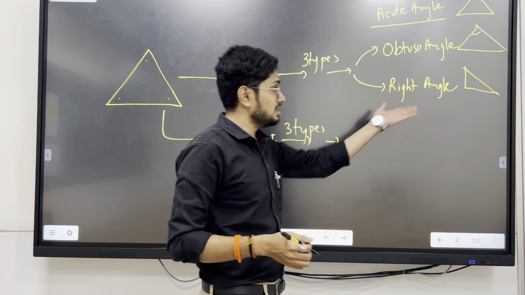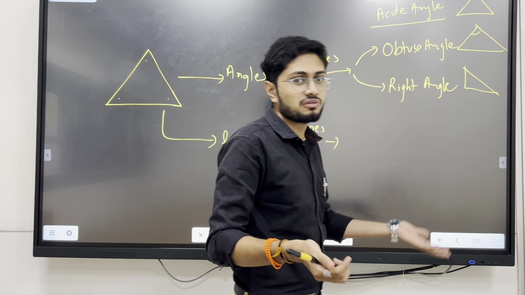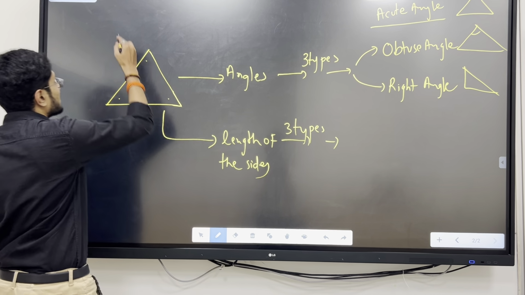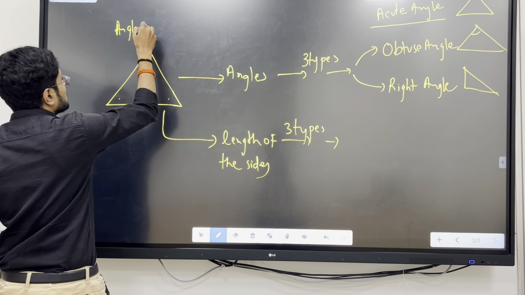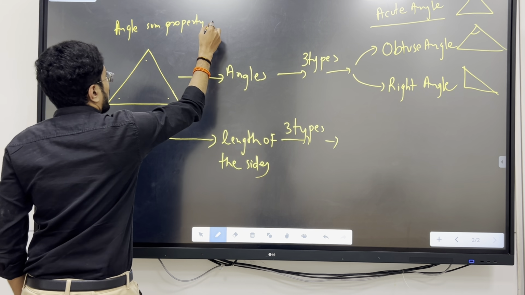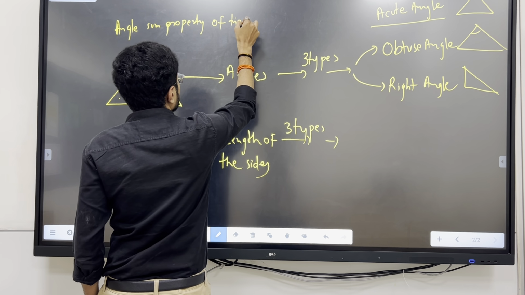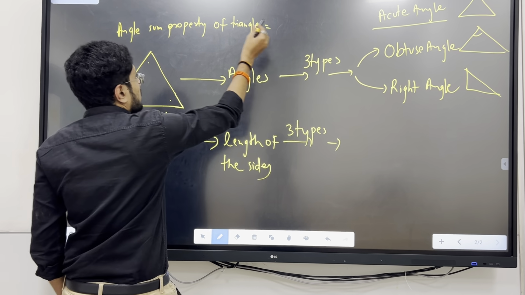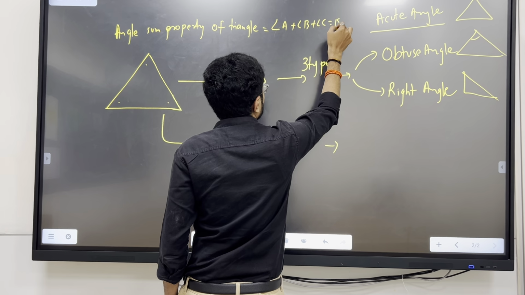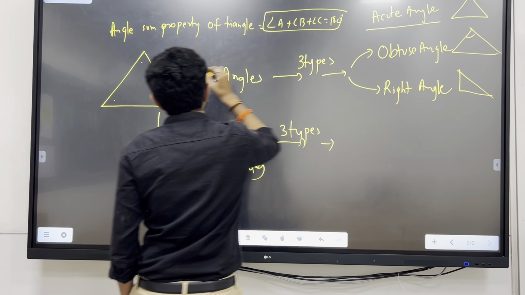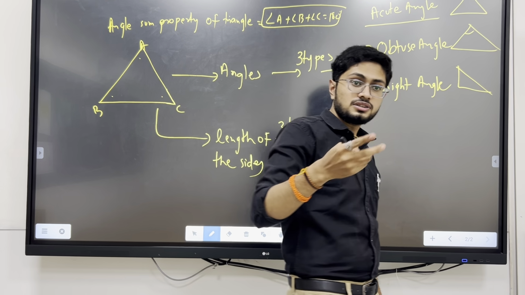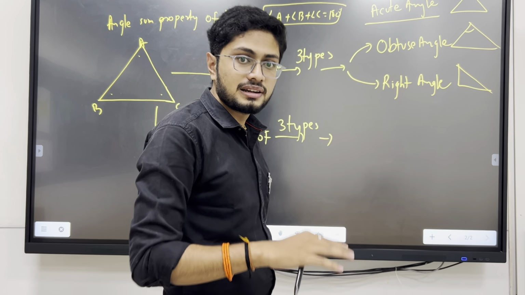And the rest of the angles are obviously not 90 degrees, because we know the angle sum property of a triangle: angle A plus angle B plus angle C is equal to 180 degrees. So that's why if one angle is 90 degrees, then the other two angles are less than 90 degrees.